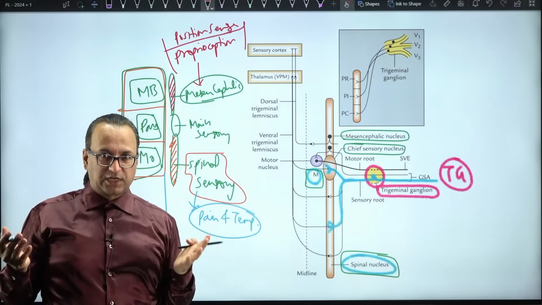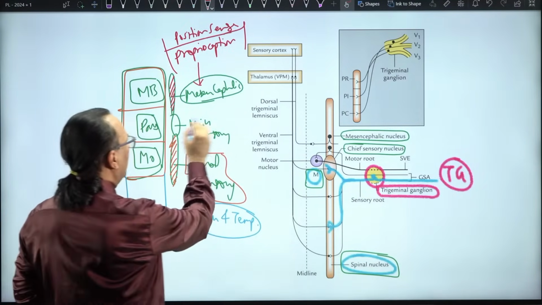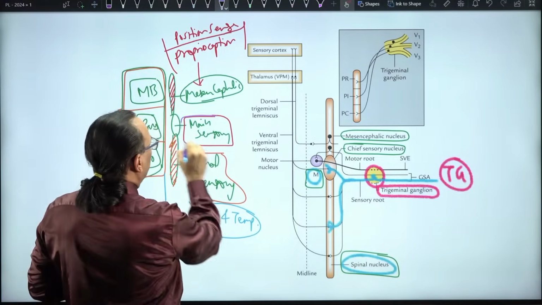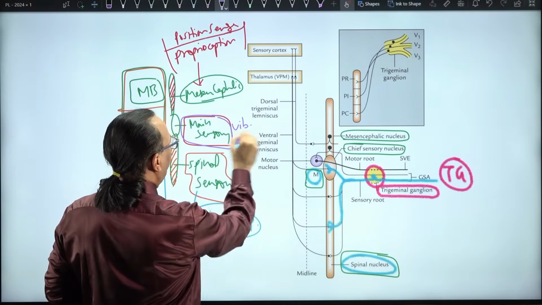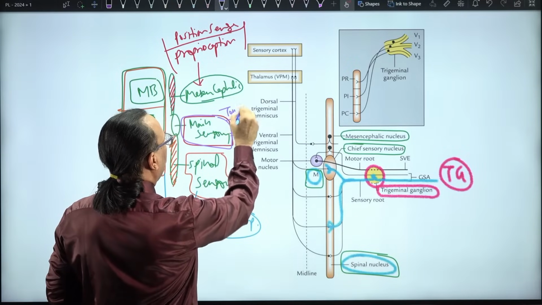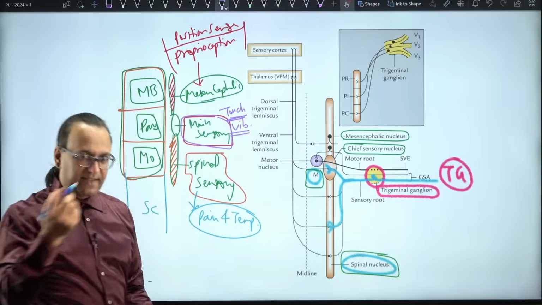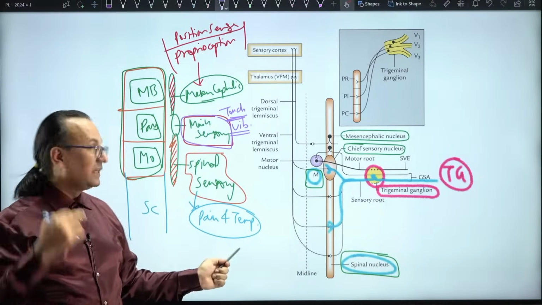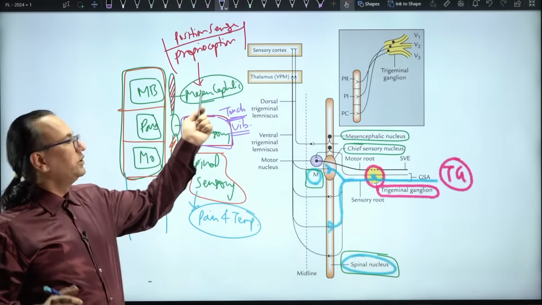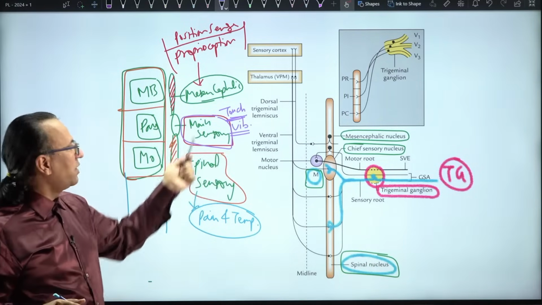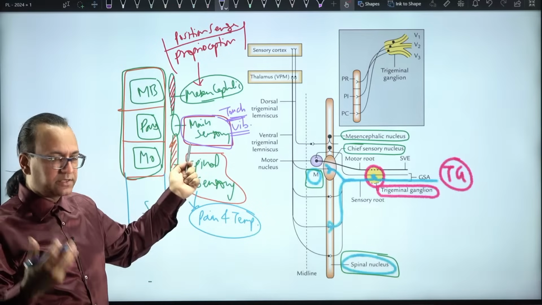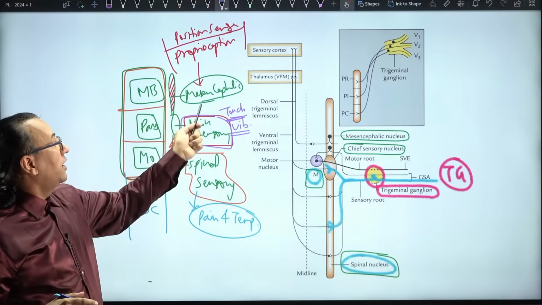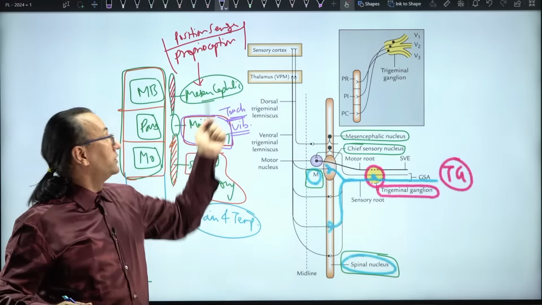Whatever other sensations are there will be received by the main sensory nucleus, and that could be, as you can understand, vibration or touch, which the examiner has asked about. So what I am telling you is, the spinal sensory will have pain and temperature from the face. The mesencephalic will have position sense. Whatever is left will come to the main sensory. Most of the information will reach here except for pain, temperature, and proprioception.